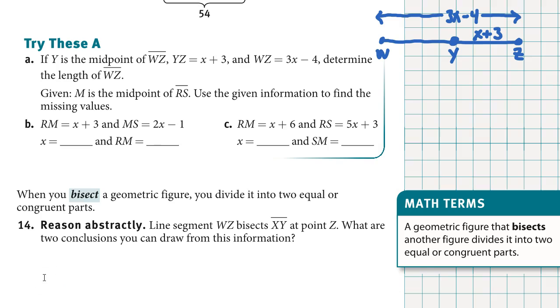Here's the answer to question A. If Y is the midpoint of segment WZ and YZ is x plus 3 and WZ is 3x minus 4, determine the length of segment WZ.